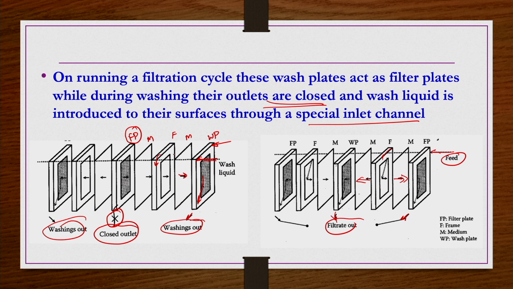Whereas here, the material coming into the frame goes towards the wash plate side only, and through the wash plates, after completing the washing requirement, the wash liquid comes out as outlet. But whatever wash liquid comes into the frame goes towards the wash plate only, it is not going towards the filter plate. That should be clearly seen; that is the difference.